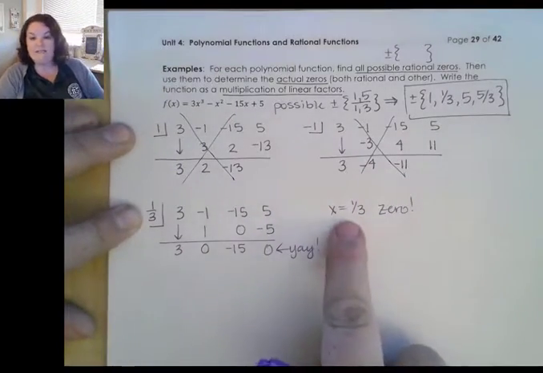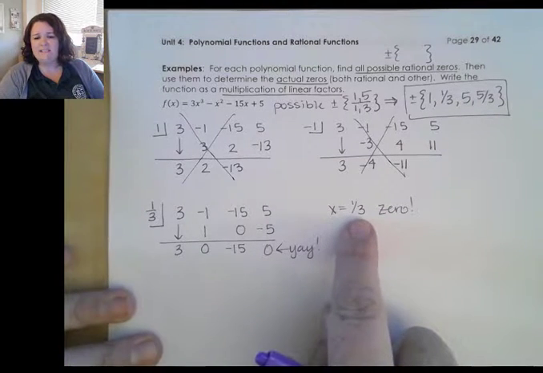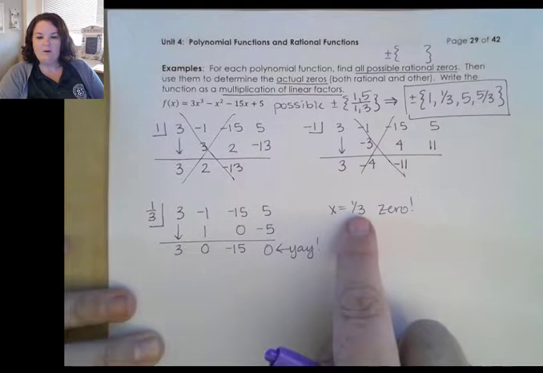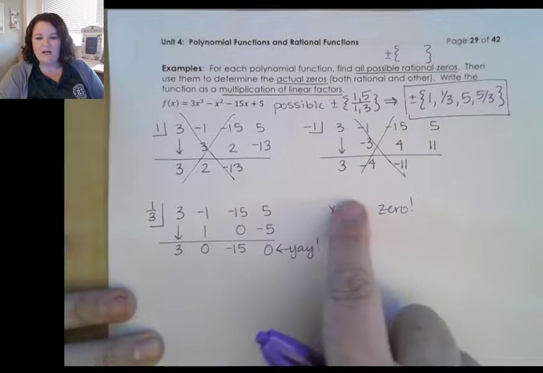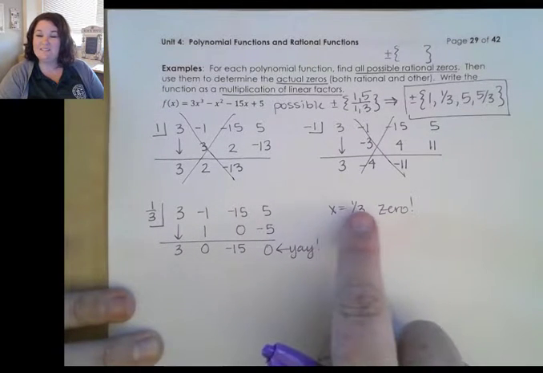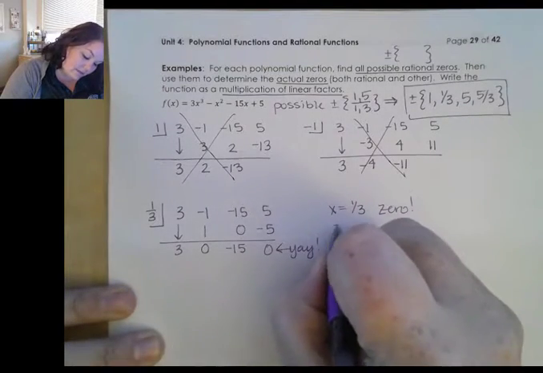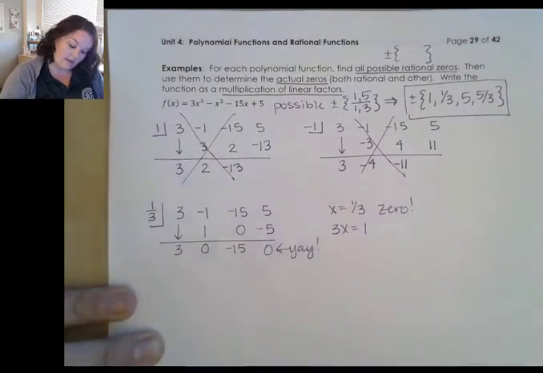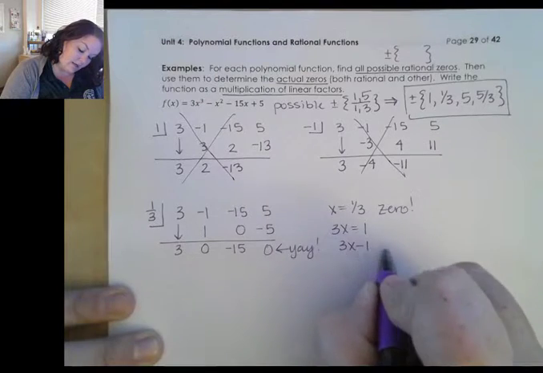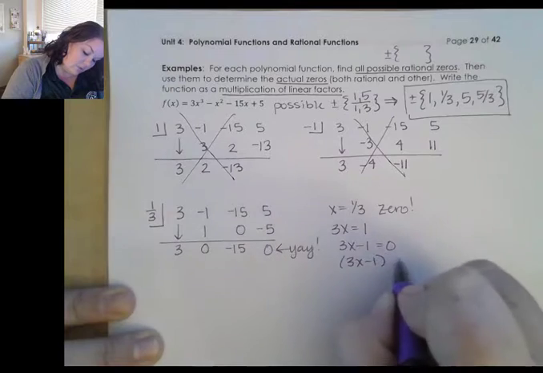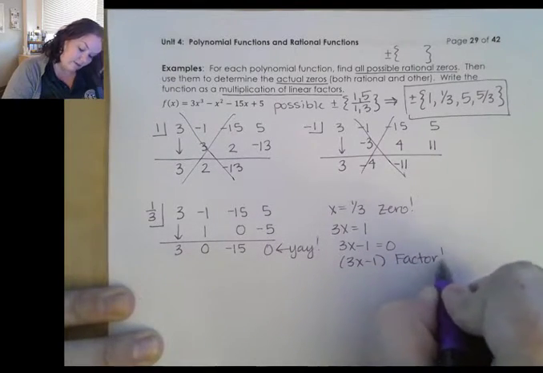So we need to figure out what it is as a factor. Now, with a fraction, it gets a little bit more complicated than just moving the 1/3 over, okay? We want to find the factor. So it's like we're undoing what's been done here. So first I would clear fractions by multiplying both sides by 3. So this gives us 3x is equal to 1 if I multiply both sides by 3. And then I move my 1 to the other side. So this gives me 3x minus 1 equals 0, right? Which means that 3x minus 1 is my factor.